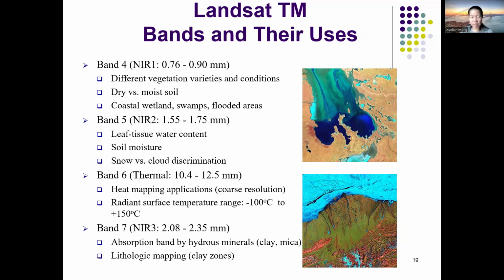So it's sensitive to leaf tissue water content, soil moisture, snow, and versus cloud discrimination. Band 6 is a thermal band, basically good for heat mapping applications. A lot of people use this thermal band from Landsat for urban heat island analysis, and then radiometric surface temperature ranging. Band 7 is the near infrared, much longer near infrared. So it's the band with great absorption by hydrous minerals like clay, mica, or some other clay zone mapping.